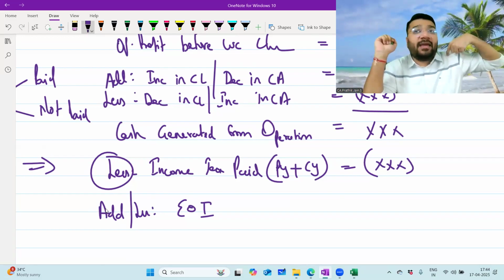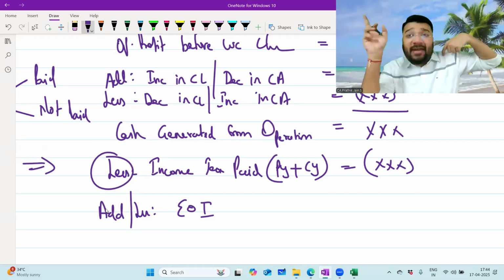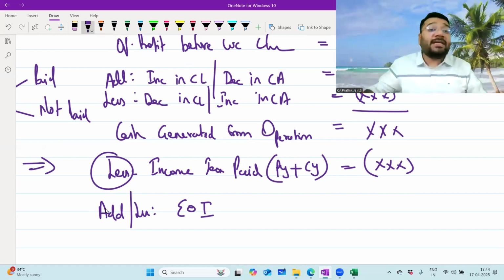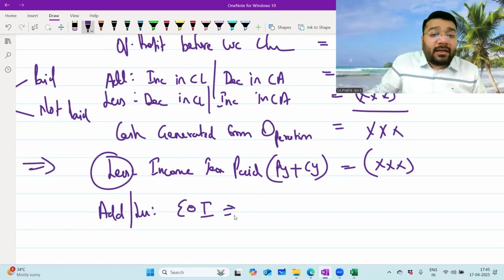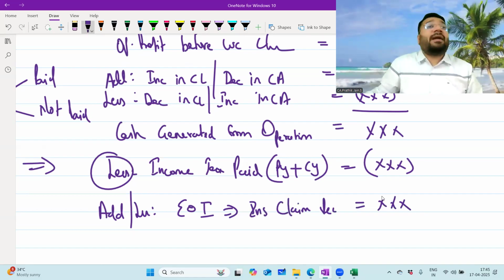Insurance claim money that is received for the claim that you have made for goods destroyed by fire, theft, burglary, whatever you say, that is pertaining to my operating activity. So that needs to be added back. So extraordinary item means what? Insurance claim received. Insurance claim received should be added back.